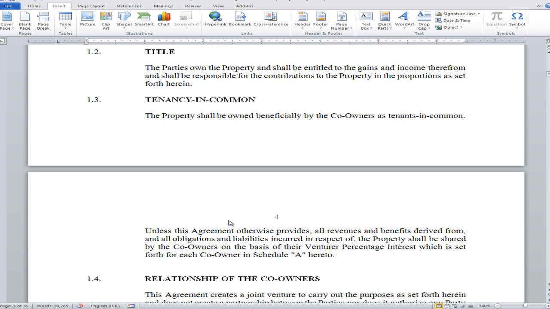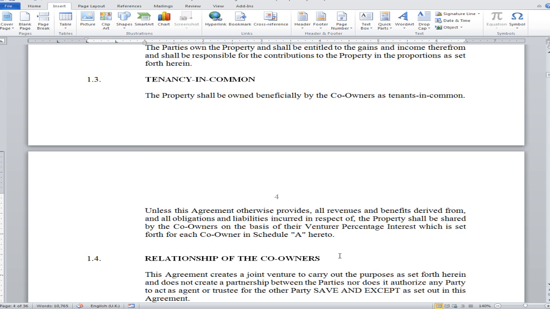So tenancy in common. It's showing what the tenancy in common is, that the property shall be owned beneficially by the co-owners as tenants in common, unless this agreement otherwise provides, all revenues and benefits derived from and all obligations and liabilities incurred in respect of the property shall be shared by the co-owners on a basis of the venture percentage interest set forth for each of the co-owners in Schedule A here too.